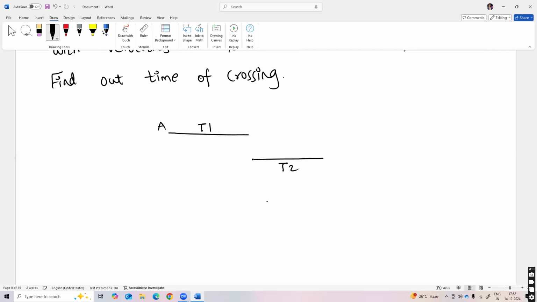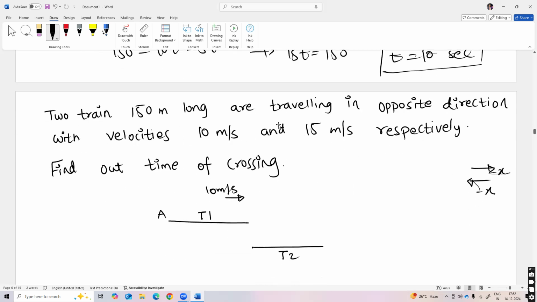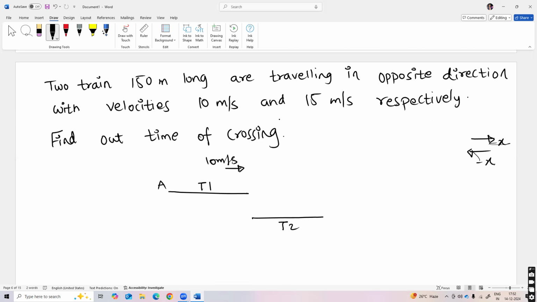Let's say train T1 is moving at 10 meters per second towards, let's define it, this is the positive x direction, this is the negative x direction. Since both are moving in opposite directions, T2 is moving at 15 meters per second in the negative x direction.